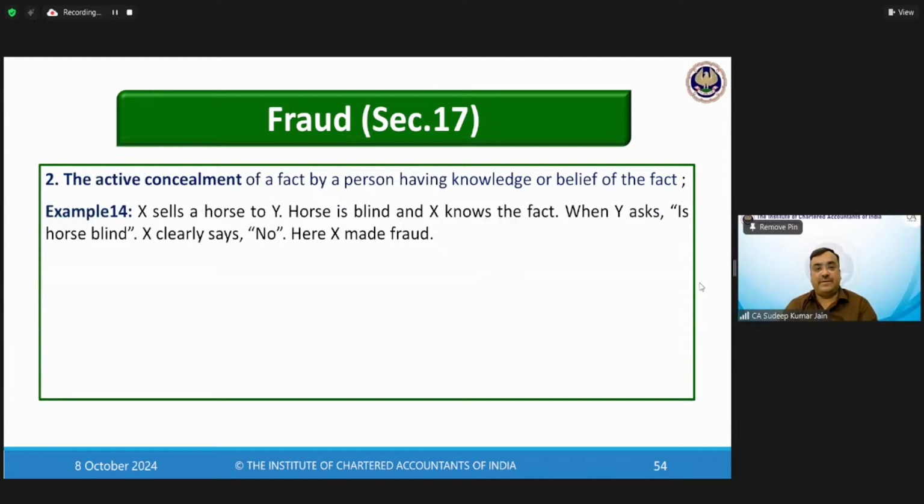Active concealment, knowingly hiding the facts. जानबूझ के छिपाना is called again fraud.